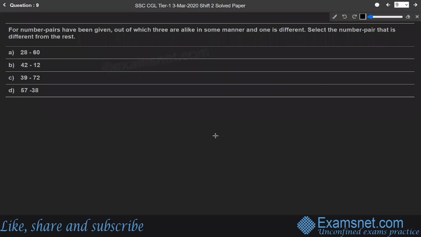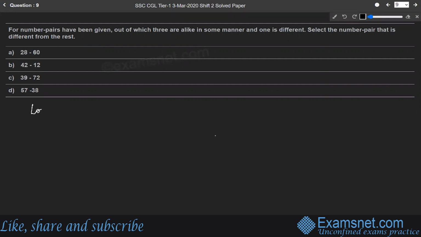Next question is, four number pairs have been given, out of which 3 are alike in some manner and 1 is different. Select the number pair that is different from the rest. So we have to find out the odd one here. Odd one means the one that is different from all the others. To find that, we first need to understand the logic or the concept behind this question. So what do you think must be the logic for these given number pairs?